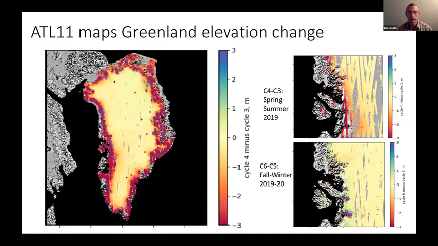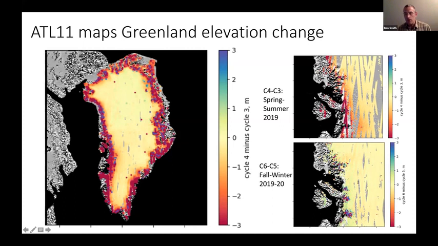So this is a map of the elevation drawdown for 2019 between spring and summer. And you can see these drastic drops of 3+ meters around the marginal zones. Unfortunately, cycle 4 was a cycle that didn't work as well as some of the other cycles. We had the instrument reset, and it took a little while to get it working again. So cycle 4 is a little spotty, but if you look at the difference between cycles 5 and 6, you can see that we have very dense measurements from this.